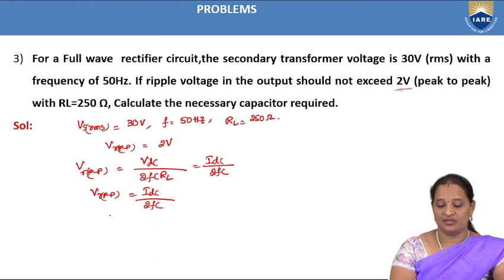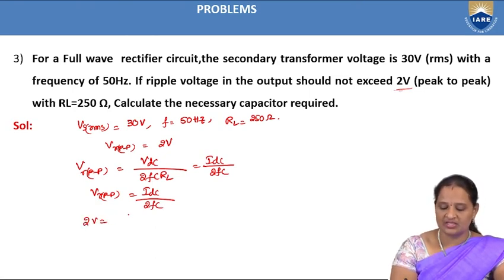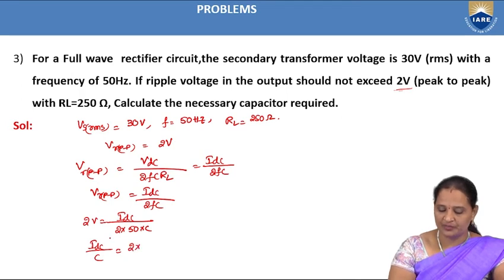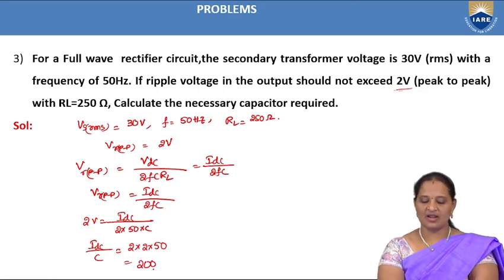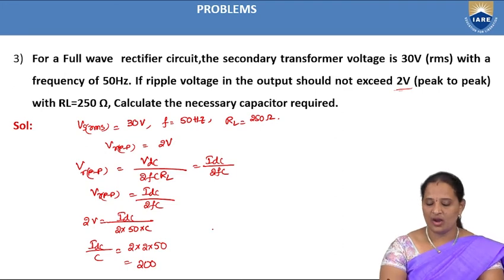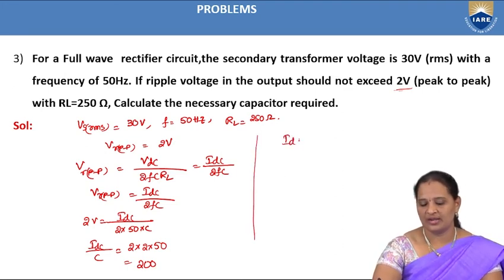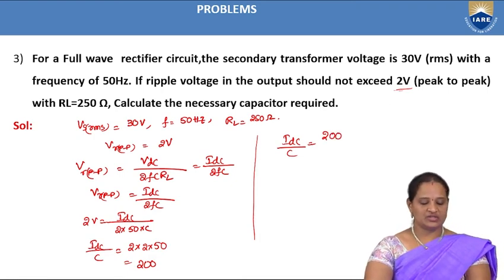So here we know that the VR peak to peak, that is 2 volts, is equal to IDC, which we don't know, divided by 2 into F, which is 50, into C. So from this I can calculate the value of IDC by C as 2 into 2 into 50, that is 4 into 50, which is 200. This is the value of IDC by C. So IDC by C we have calculated, which is equal to 200.